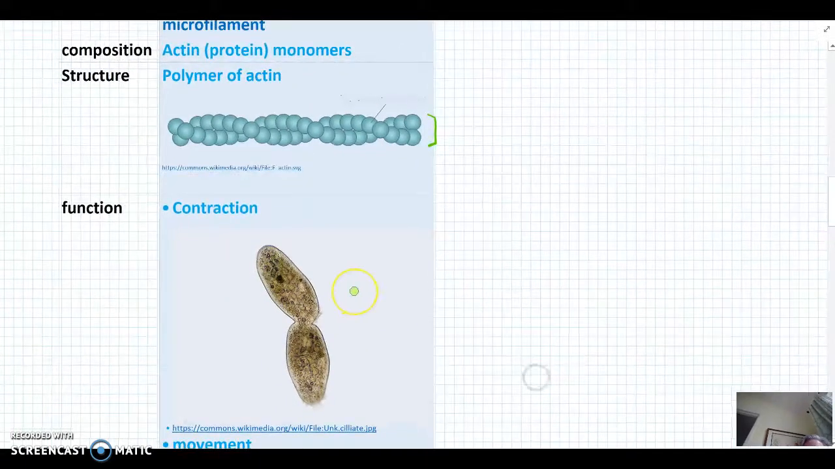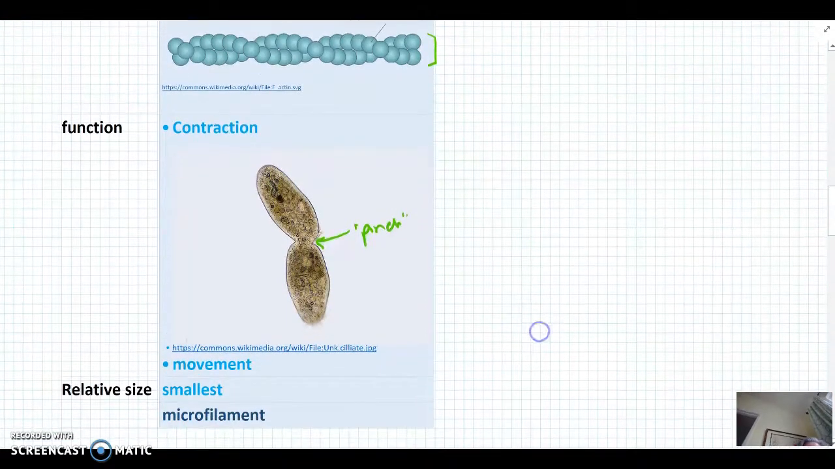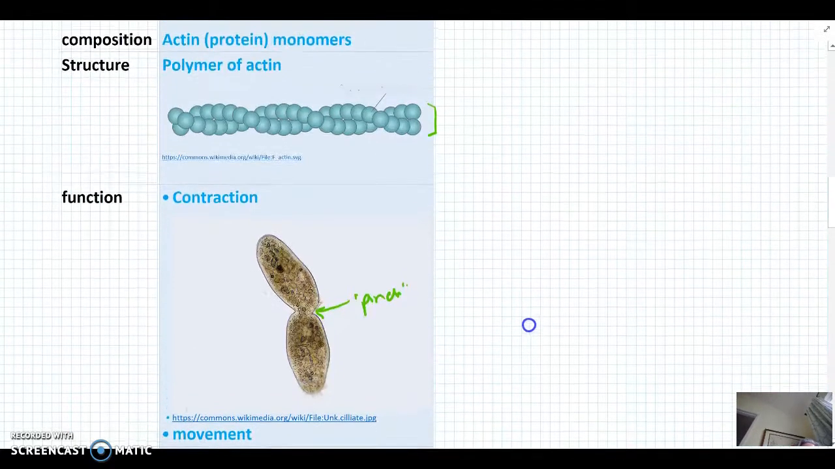This pictured here is a cell dividing into two cells. And right here where I've drawn the arrow where you see a pinch, that pinch is formed by actin microfilaments that are contracting and squeezing this one cell into two cells. Actin microfilaments also function in movement of cells because they can contract, they can propel a cell to move. These are, in a relative sense, the smallest of the three fibers involved in the cytoskeleton. So that's the microfilament: the smallest, involved in contraction, made of actin monomers.